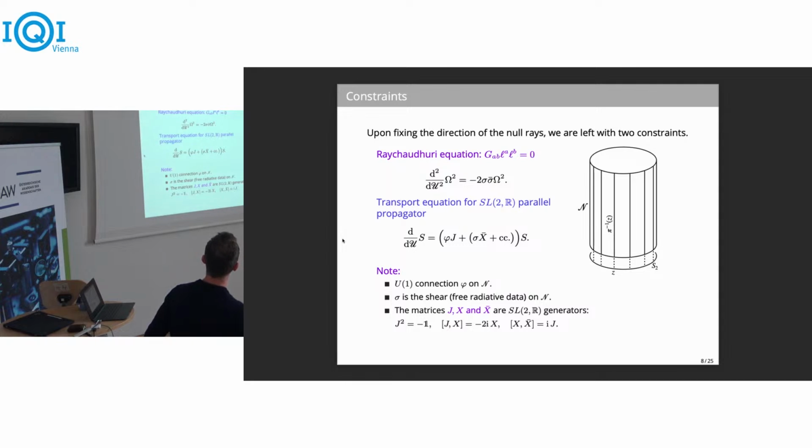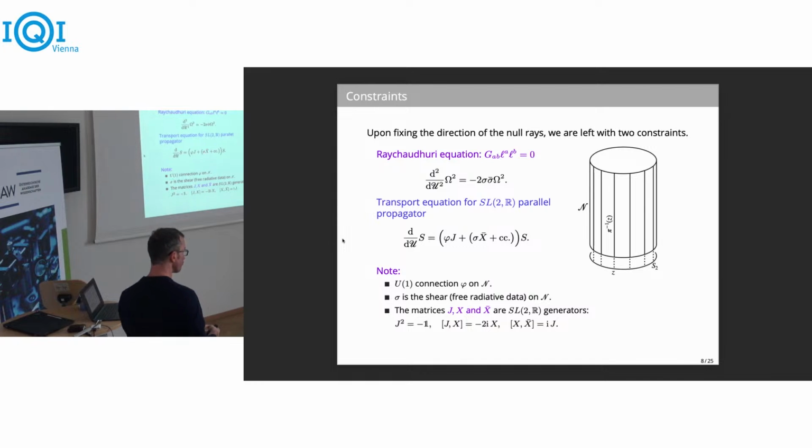And the shear degrees of freedom you read off by solving this equation, or by taking the time derivative of this SL2R holonomy. This defines the shear degrees of freedom. And then you insert the shear into this equation to solve it for the conformal factor. And the equation comes from where? The transport equation? Is it like the usual? Yeah. This is just the definition of the shear.